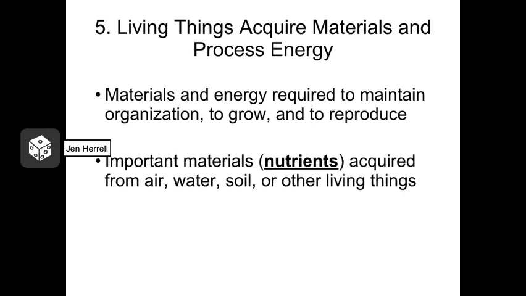Characteristic of life number 5. All living things have to be able to acquire materials and process energy in order to remain alive. Materials are these things we call nutrients. Nutrients are the things that we use to physically build our bodies.